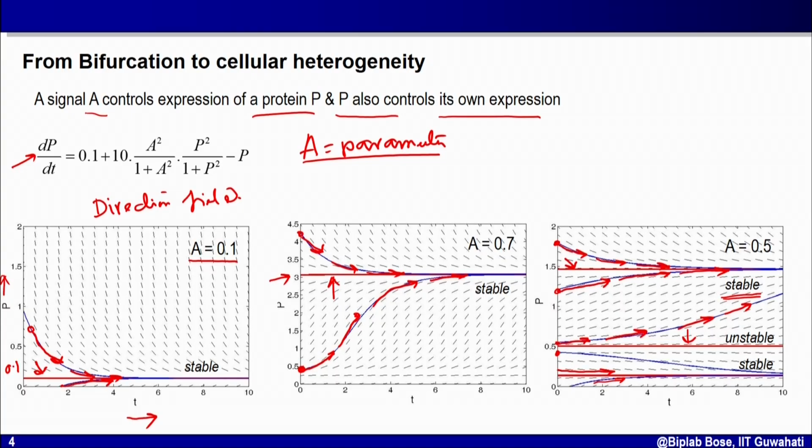So what I have observed in these three direction fields: when I have a lower value of A at 0.1, the signal is 0.1, I have only one steady state, which is stable. When I move to a higher value, A equal to 0.5, the external signal equal to 0.5, I have three steady states, out of which two are stable and one, the middle one, is unstable. Then if we further increase A to 0.7, again the three disappear and only one steady state comes, and that has a higher value and it is a stable steady state.